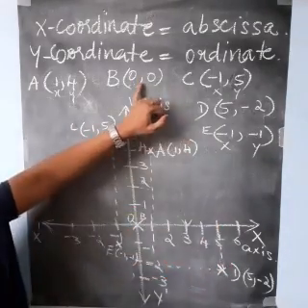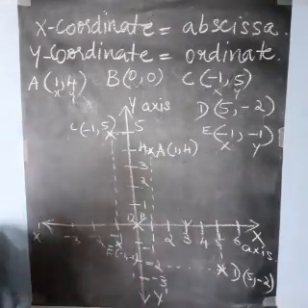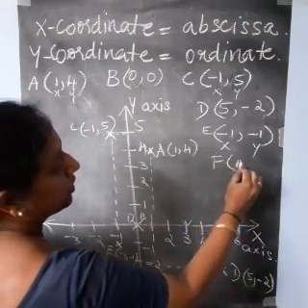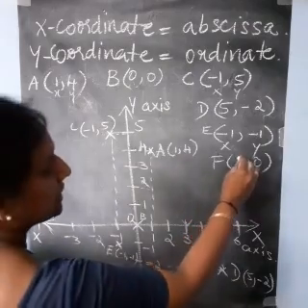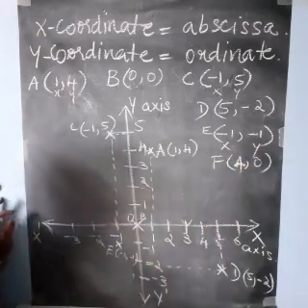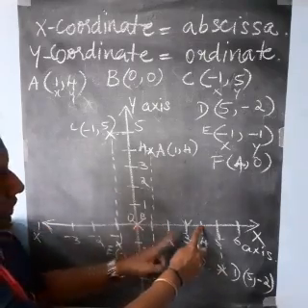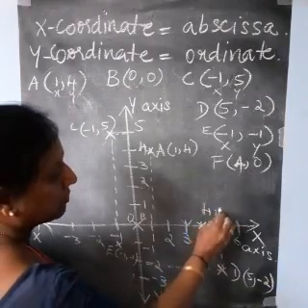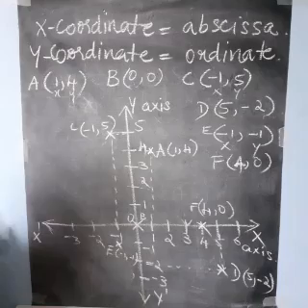Now we marked origin 0, 0. That is fine. Now supposing they have a value like this, F of 4, 0. That means the x coordinate is 4, so we will keep it there, and the y coordinate is 0. So when you extend, this point will be 4, 0. Understood? So you'll mark it on the x-axis.